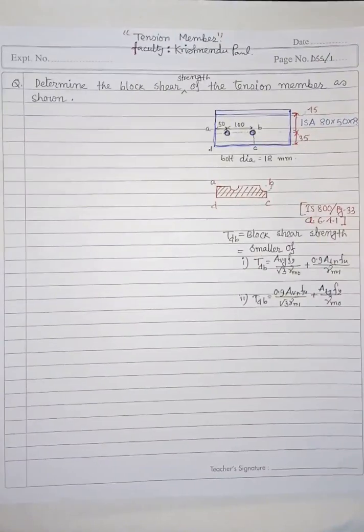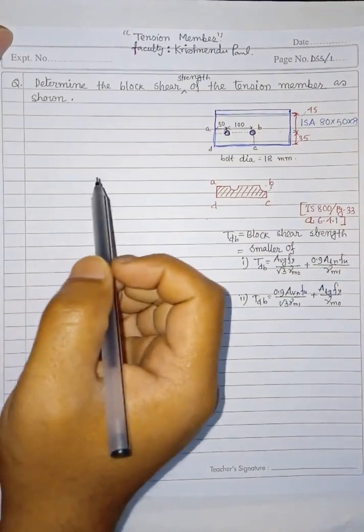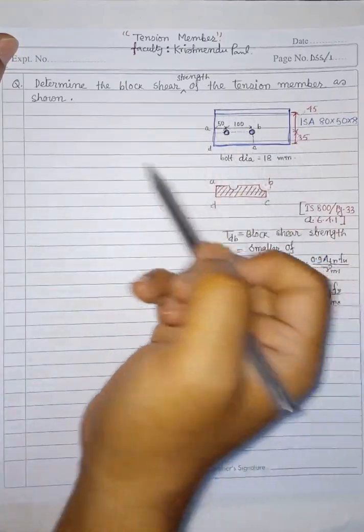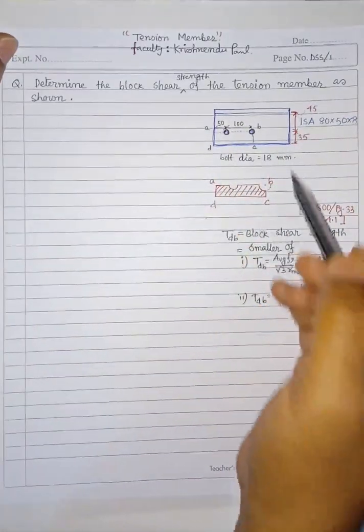So today we'll solve a numerical from tension member, and this question is from block shear strength. The question says: determine the block shear strength of the tension member as shown. Okay, so this is the figure.